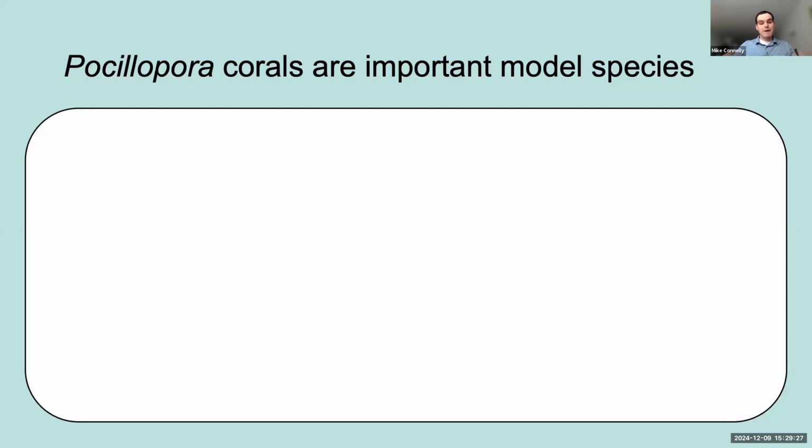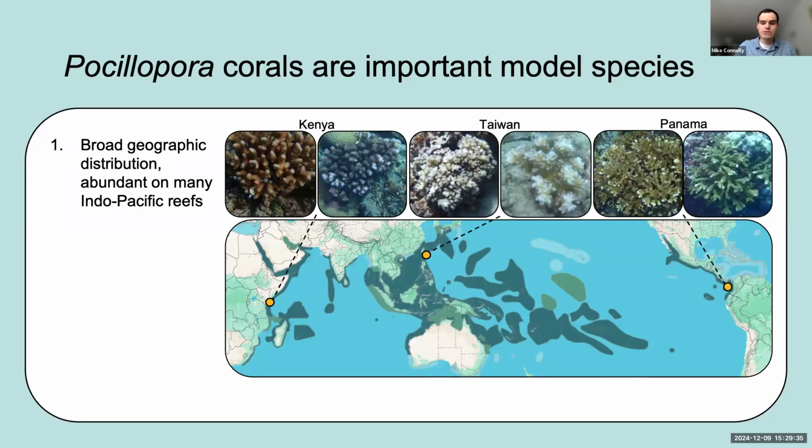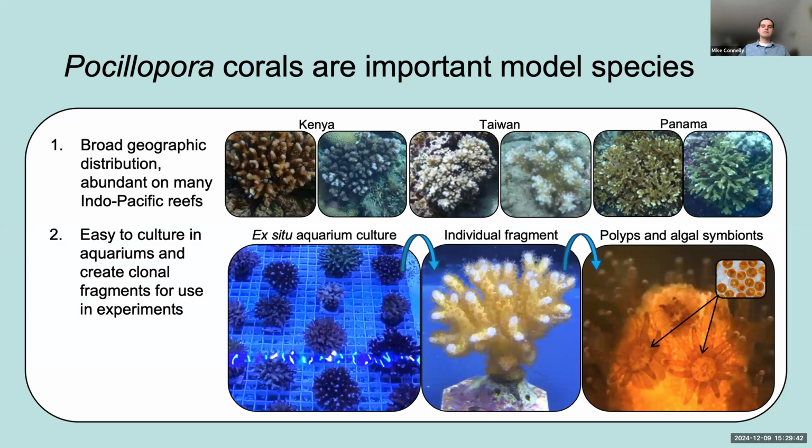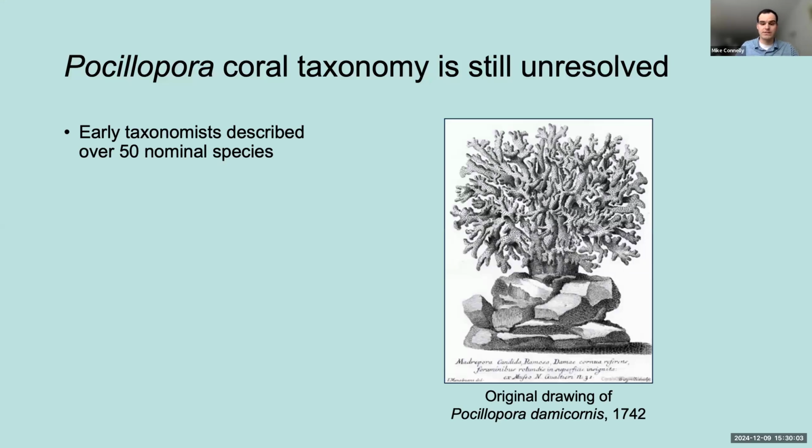So Pocillopora corals are a really important model species. First, because they have a broad geographic distribution from the Western Indian Ocean to the Eastern Tropical Pacific and are hardy, resilient corals that can survive in marginal habitats. Second, because of this resiliency, Pocillopora corals tolerate captivity better than other species and are easy to culture in aquariums. So we can create small replicate fragments to use in complex manipulative experiments to better understand coral cell biology and microbiology. However, a major problem is that Pocillopora coral taxonomy is still unresolved and species identification is notoriously difficult.